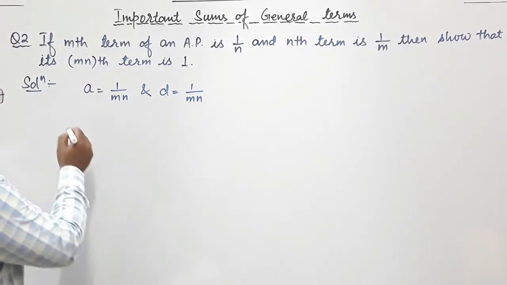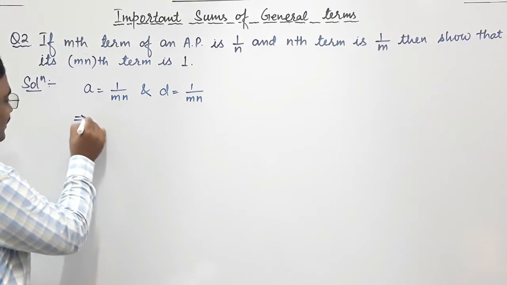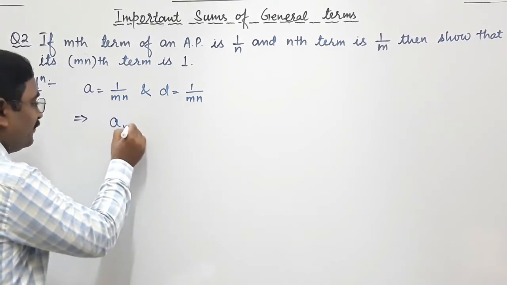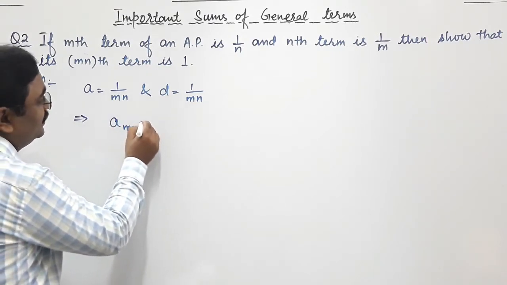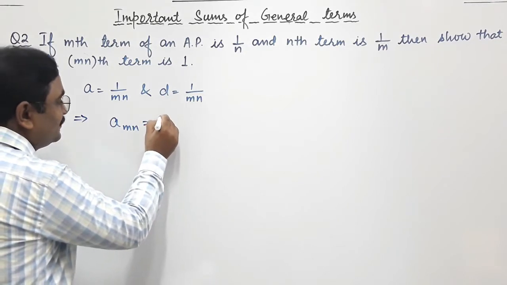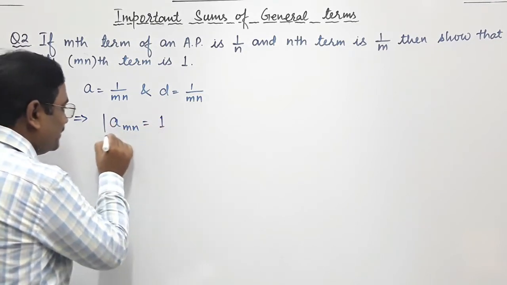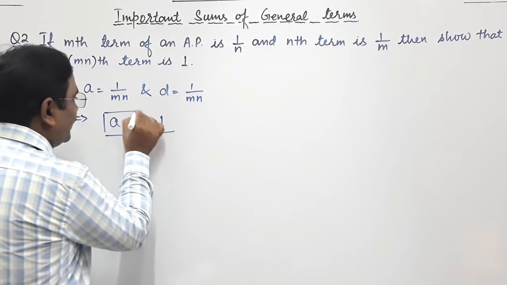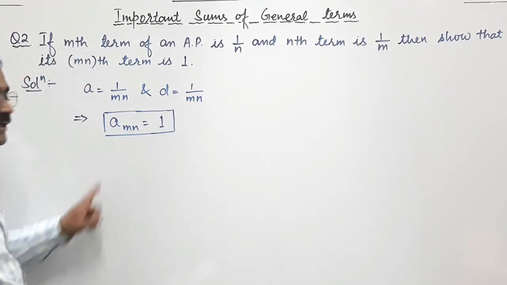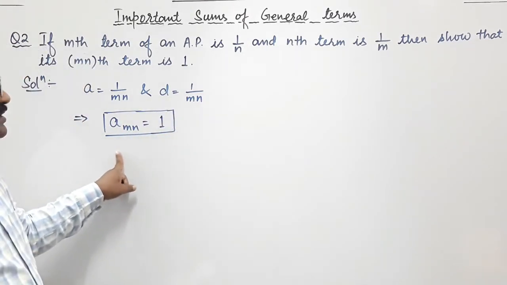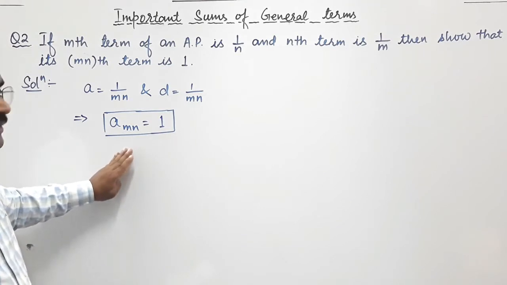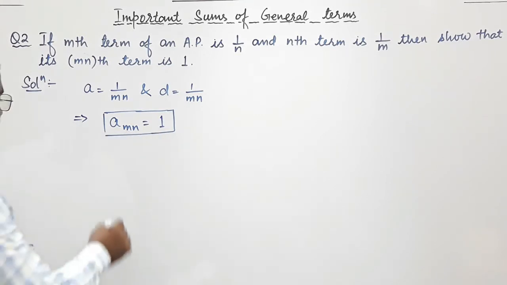It means we have to find the value of A of m into n. This we have to prove. हमें क्या प्रूव करना है? A of mn is equal to 1. So let us prove this. We have to find the value of A of mn.